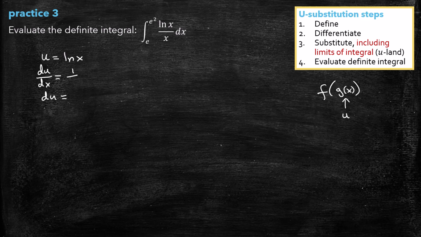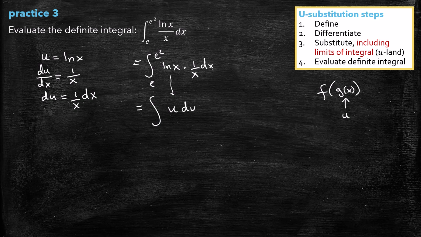So du by dx would be 1 over x, and du would be 1 over x dx. I'm going to break this apart at first to see what's going on. So ln x is here, and I can pull apart 1 over x dx. All right, so that's looking promising. In fact, I'll leave those limits there, and let's just replace ln x with u, and 1 over x dx with du. How perfect that is.